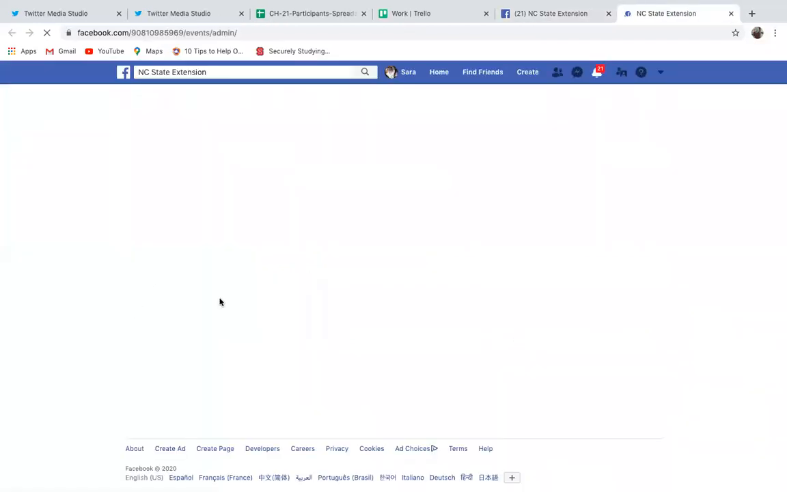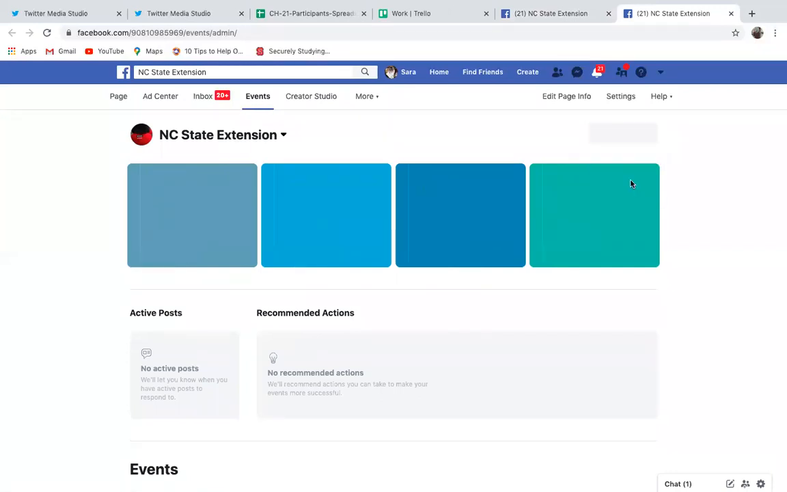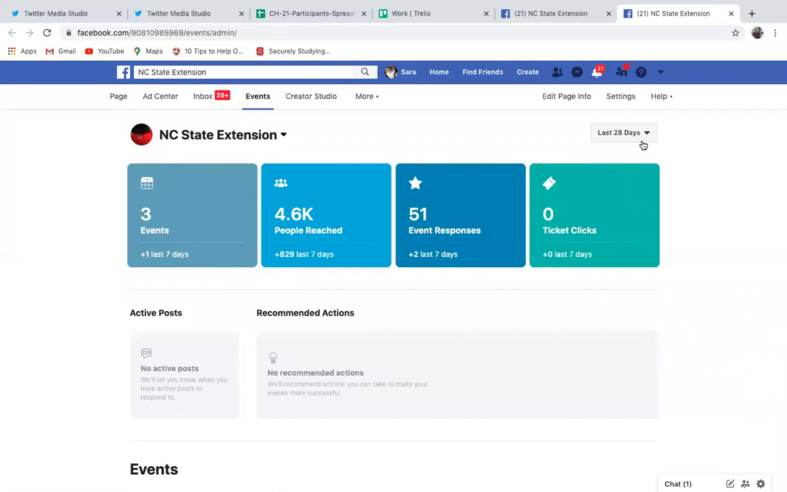Another thing to look at is your events. You can change it to the last 28 days or whatever time frame you want, but that's just what I prefer. And you can see how many events you posted. Honestly, I know NC State Extension has a lot of events, but we don't really post a lot of them to our Facebook page. But I know a lot of you on the county level really use Facebook heavily for events.